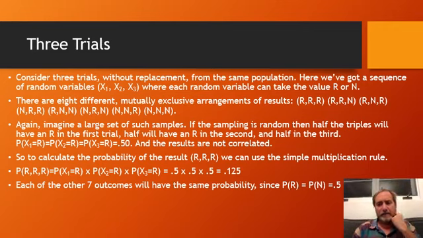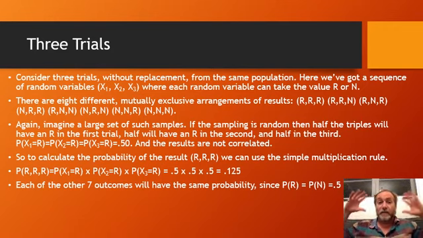Okay, so hopefully that made sense. Now moving on to 3 trials. So what if we did 3 trials without replacement from the same population? Here we've got a sequence of random variables, x1, x2, x3. Each random variable can again take the value R or N. So now we've got, instead of 4, 8 different mutually exclusive possible results, right? You could have RRR, RRN, RNR, and so on.